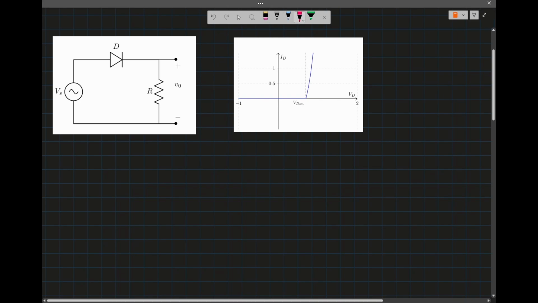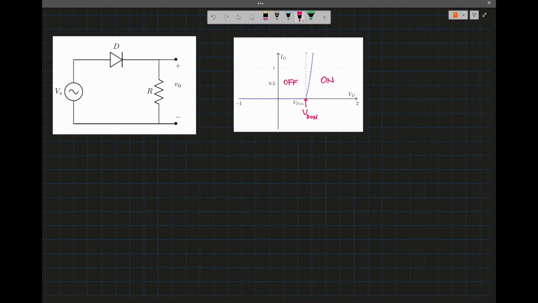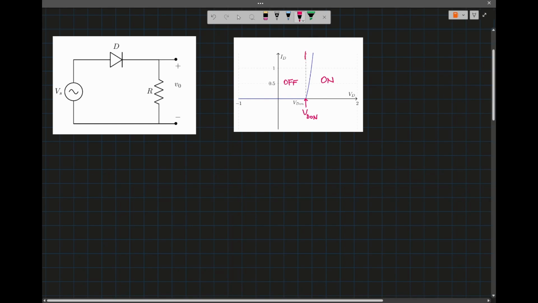Okay, so the plot on the right here is the IV characteristic of the diode. So the diode starts conducting when it reaches this threshold voltage that I will call VD on, and then below that threshold voltage the diode is off, right? So the diode is off, and above that threshold voltage the diode will be on. So we can approximate this by this curve.